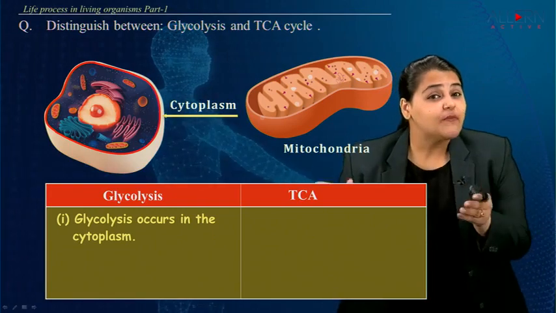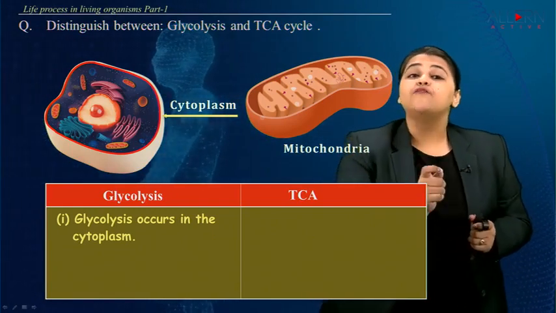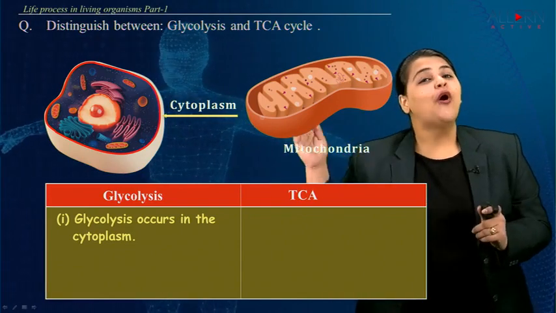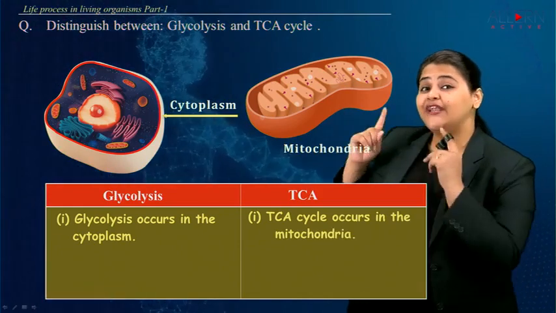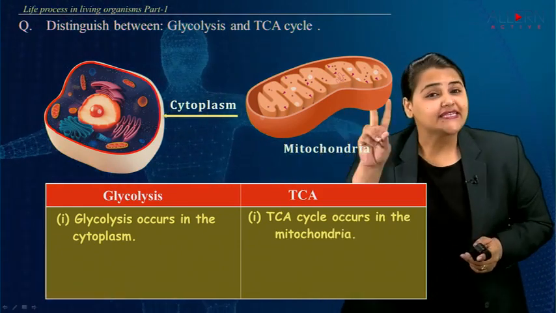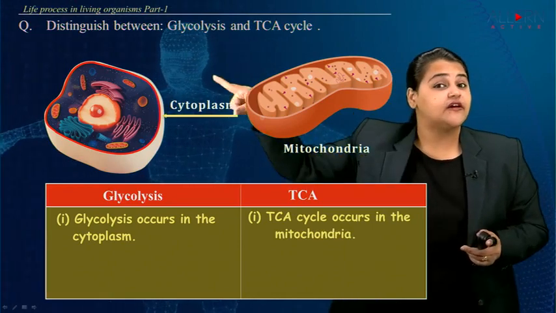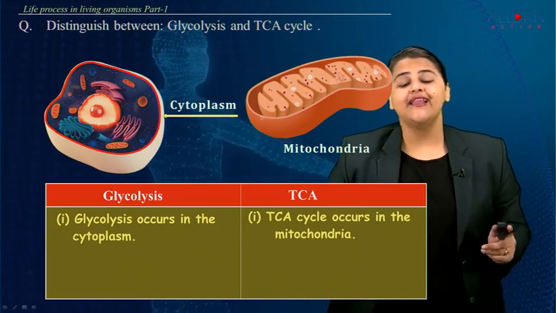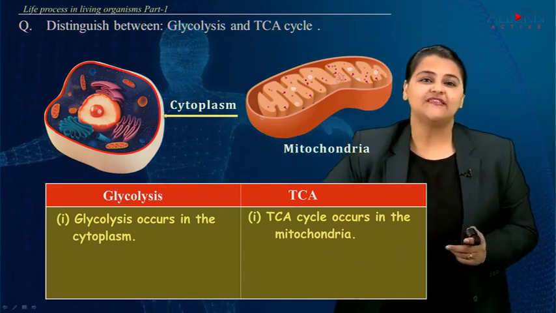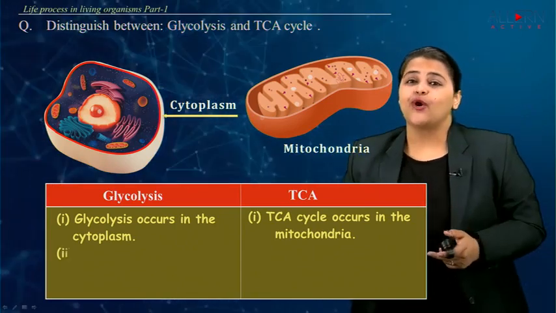Now when you talk about TCA, which is nothing but the tricarboxylic acid cycle, also called the Krebs cycle, it takes place inside the mitochondria. Well, this is the second step of cellular respiration. The first is glycolysis, the second one is the TCA cycle, also called the Krebs cycle. Now this is going to occur inside the mitochondria.